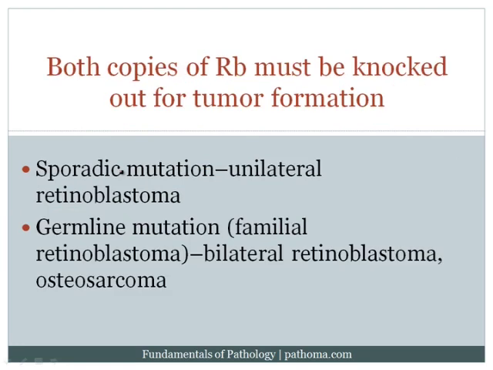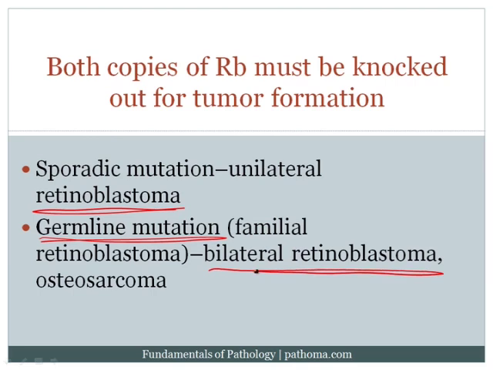Now again, same idea. Both copies of retinoblastoma must be knocked out for tumor formation, and that's called Knudson's two-hit hypothesis. If a patient has sporadic mutations resulting in both copies of retinoblastoma being knocked out, the patient will develop unilateral retinoblastoma. However, if the patient has germline mutation of retinoblastoma, the patient is more likely to develop bilateral retinoblastoma, and they also can develop osteosarcoma. Now, I think this requires a little bit of explanation, so I'm going to take a moment to back away and explain a principle here.